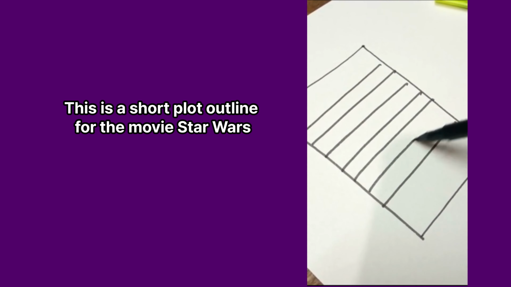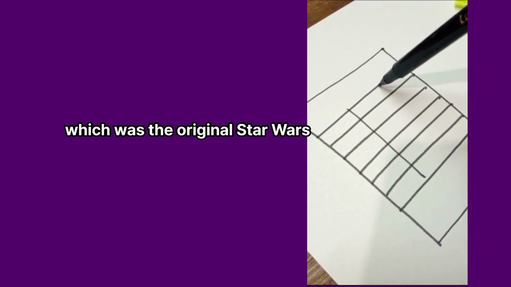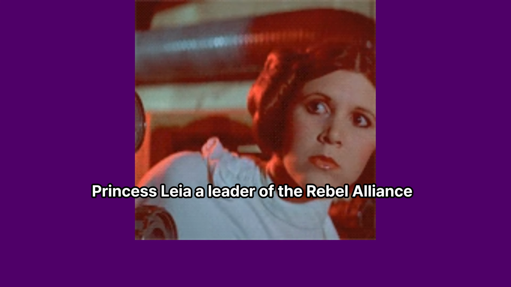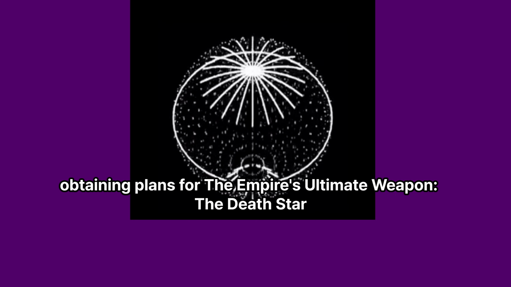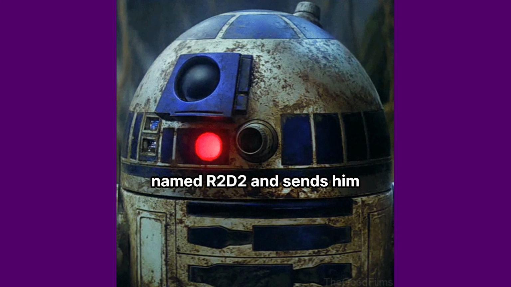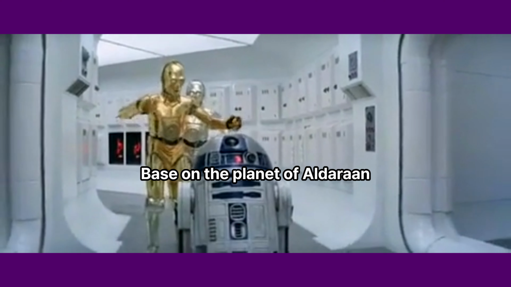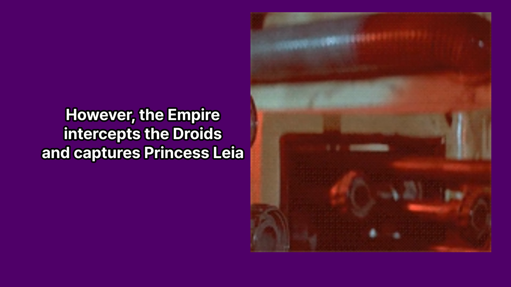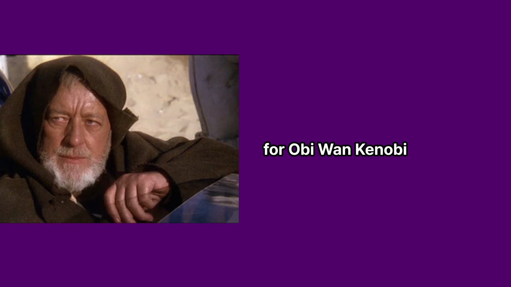This is a short plot outline for the movie Star Wars: A New Hope, Episode 4, which was the original Star Wars first movie. The movie begins with Princess Leia, a leader of the Rebel Alliance, obtaining plans for the Empire's ultimate weapon, the Death Star. She hides the plans in a droid named R2-D2 and sends him along with C-3PO to deliver them to the Rebel base on the planet of Alderaan. However, the Empire intercepts the droids and captures Princess Leia. But before being captured, she manages to send a message for Obi-Wan Kenobi.